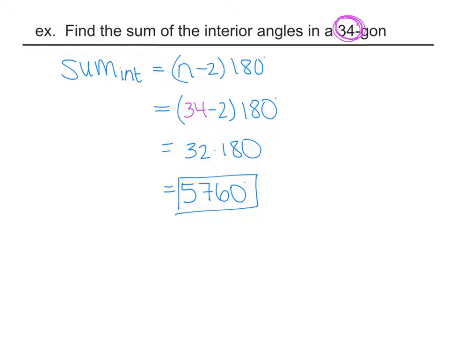Okay, so plugging this 34 in for n, I get 34 minus 2, parentheses first. Let's think good Algebra 1 and PEMDAS. 34 minus 2 is 32. 32 times 180 gets me 5,760 degrees. So could I draw you a 34-gon? Heck no, but I could find the sum of its interior angles.